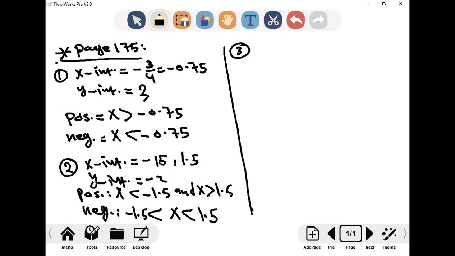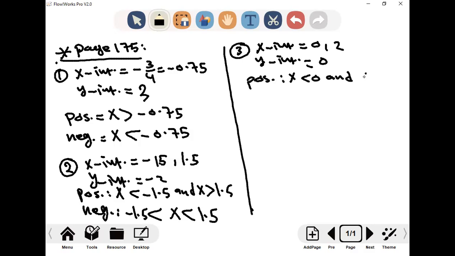Question 3. X-intercept 0 and 2. Y-intercept 0. Positive when x less than 0 and x more than 2. Negative when x is between them. X more than 0, less than 2, or you can say x between 0 and 2.